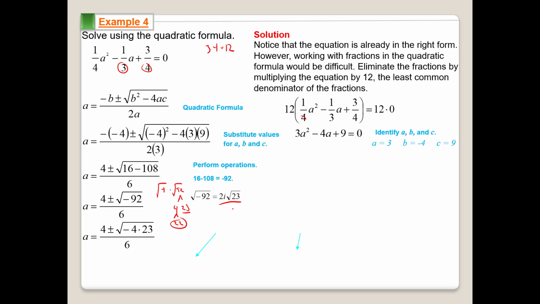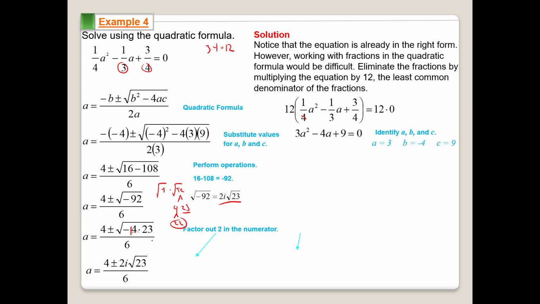As far as how they did that, they set it up as negative 4 times 23. I wrote it a little differently in how I played it out, but they got the same answer. You still take the negative 1, so the square root of negative 1 times the square root of 4 times the square root of 23. Okay, so we got 4 plus or minus 2i square root of 23, divided by 6.